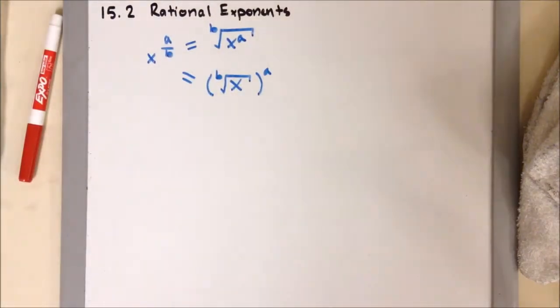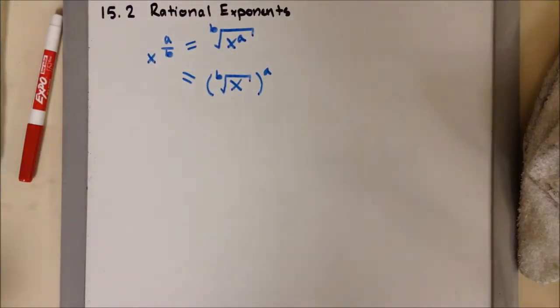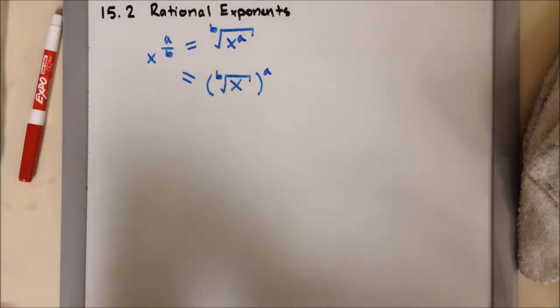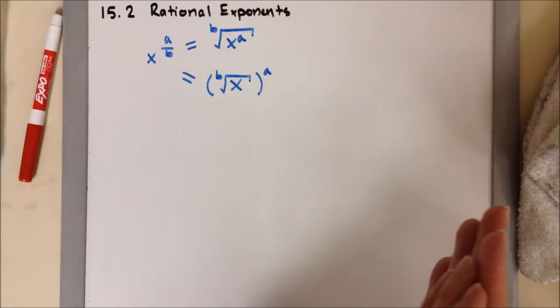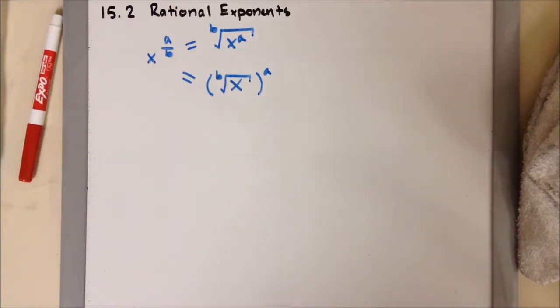Welcome to section 15.2, Rational Exponents. So today we're going to cover when an exponent is in the fraction form. We already know that we can convert a whole number into a fraction by putting one underneath it. Now here is when you actually have an exponent that's already a fraction. I'm going to talk about how to go from rational exponent to radical form and vice versa.